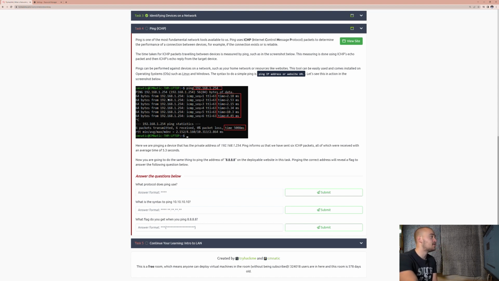What protocol does ping use? ICMP, we just read that earlier. And what is the syntax to ping 10.10.10.10? So this is asking, what's the command that you would type in your bar in order to complete that? So that's just ping 10.10.10.10.